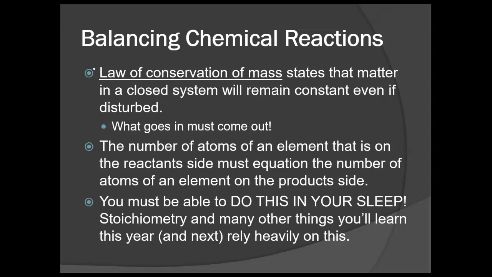So, balancing chemical reactions is all about the law of conservation of mass, which states that matter in a closed system will remain constant even if disturbed. What it basically means is what goes in must come out. If 3 atoms of hydrogen go in, 3 atoms of hydrogen have to come out in the product side. If one oxygen atom goes in the reactant side, 1 oxygen atom has to come out on the product side. We have to make sure that the things that go in come out.